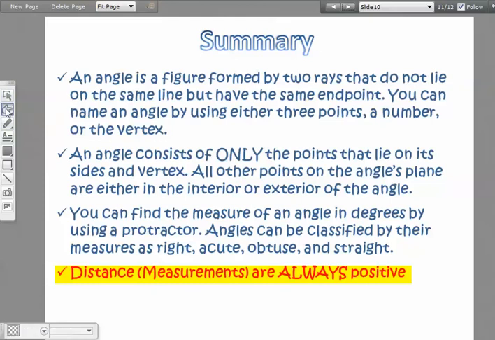What we've learned today, let me get my pointer going here. An angle is a figure formed by two rays that do not lie on the same line. An angle consists of only the points that lie on its sides and vertex. All other points on the angle's plane are either in the interior or exterior of the angle. And you can find the measure of an angle in degrees by using a protractor.